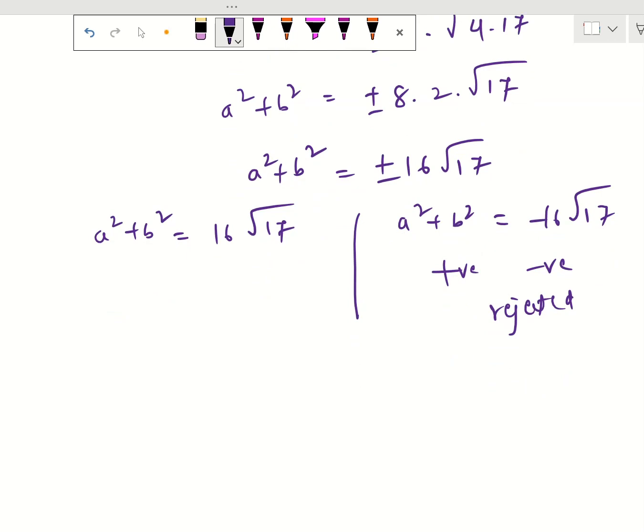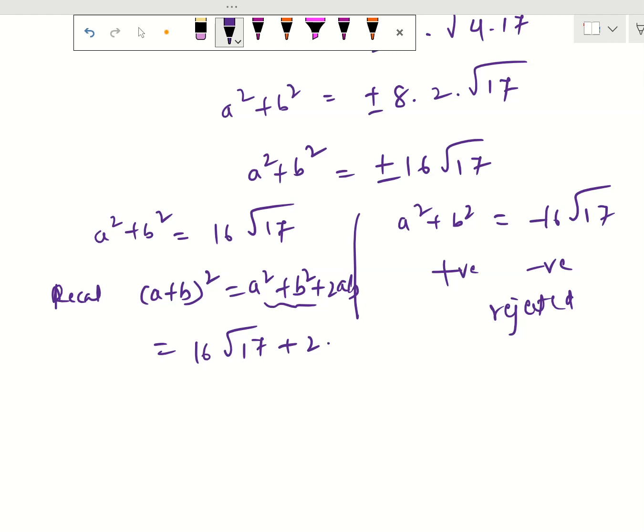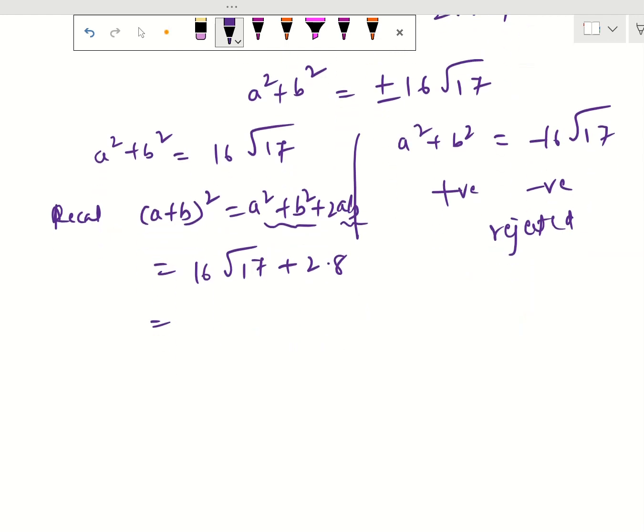So now solving these equations. Here I am recalling the formula, that is (a plus b) whole square. (a plus b) whole square is a square plus b square plus 2 into ab. So here a square plus b square we know the value is 16 into root 17, plus 2 into ab, and the ab value is 8, we know that, right? It is given in the data. So therefore (a plus b) whole square is equal to 16 into root 17 plus 2 into 8, which is 16.